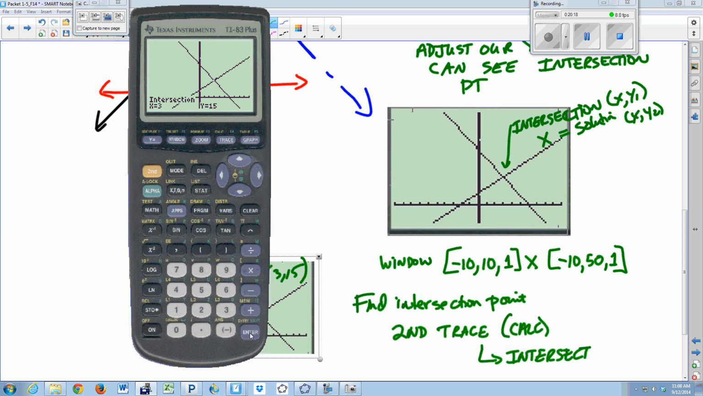William, do you have a question? Okay. Did I see a hand or am I imagining a hand? I thought I saw a hand. All right. Any questions on finding the solution to an equation using the graphing calculator?